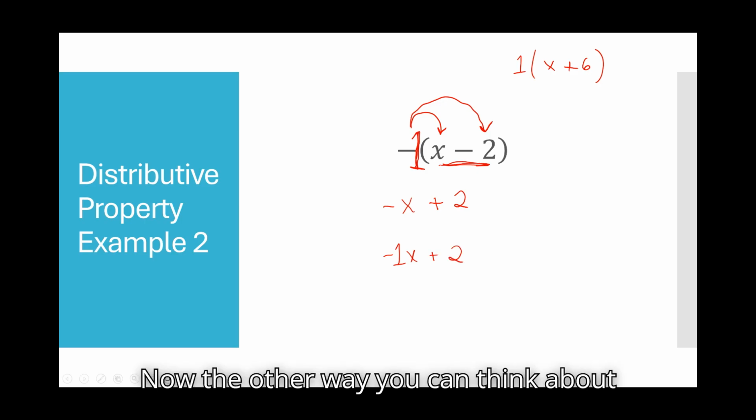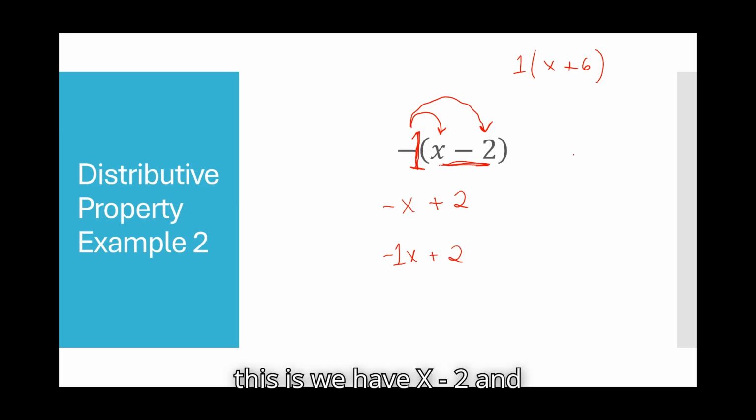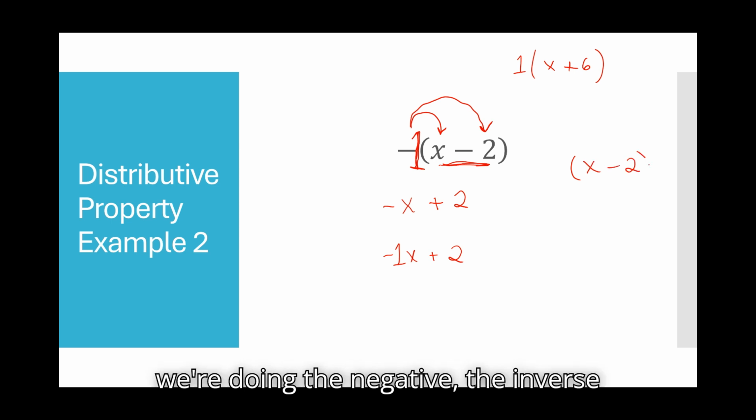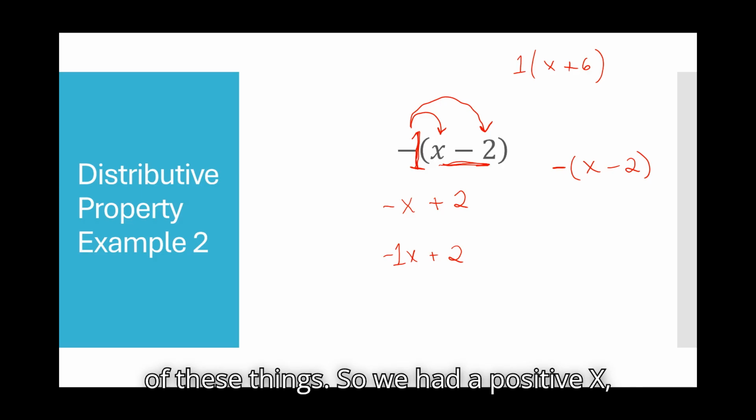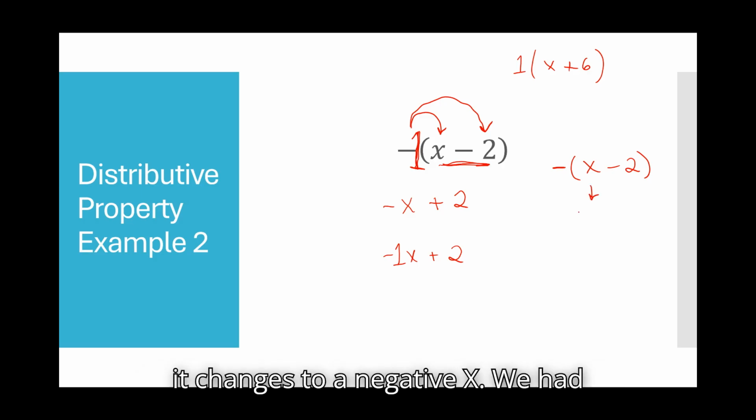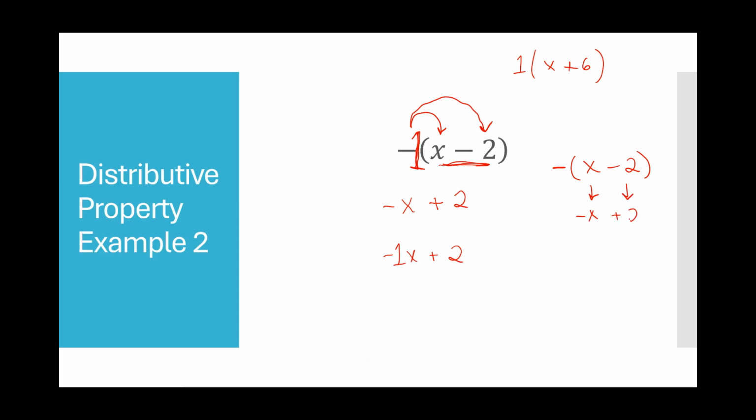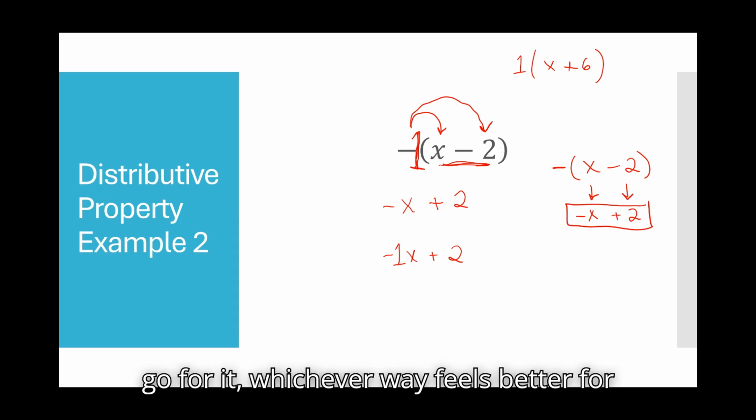Now, the other way you can think about this is we have x minus 2, and we're doing the negative, the inverse of these things. So we had a positive x, it changes to a negative x. We had subtract 2, it changes to add 2. If that makes sense to you, go for it. Whichever way feels better for your brain.